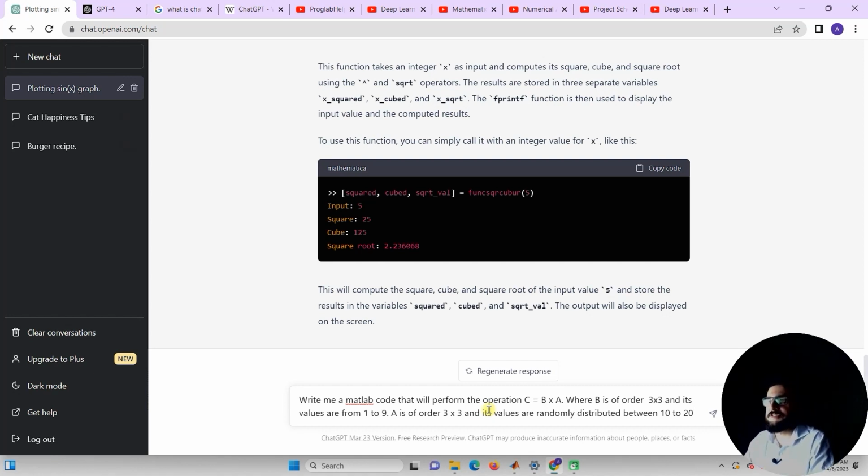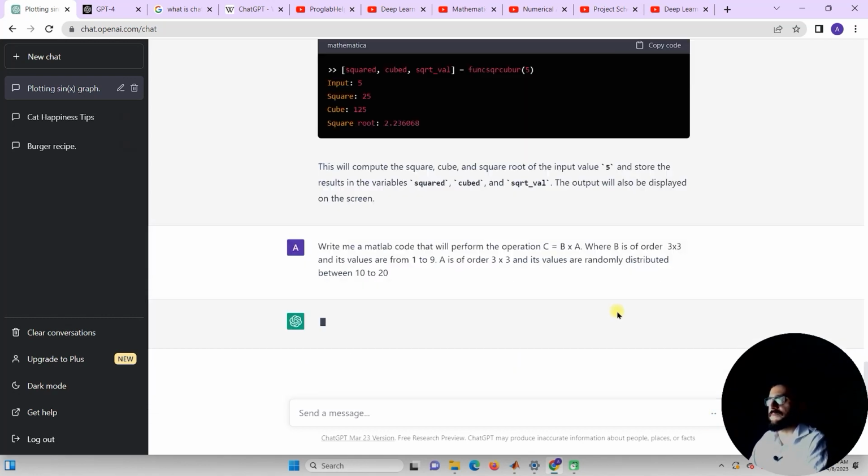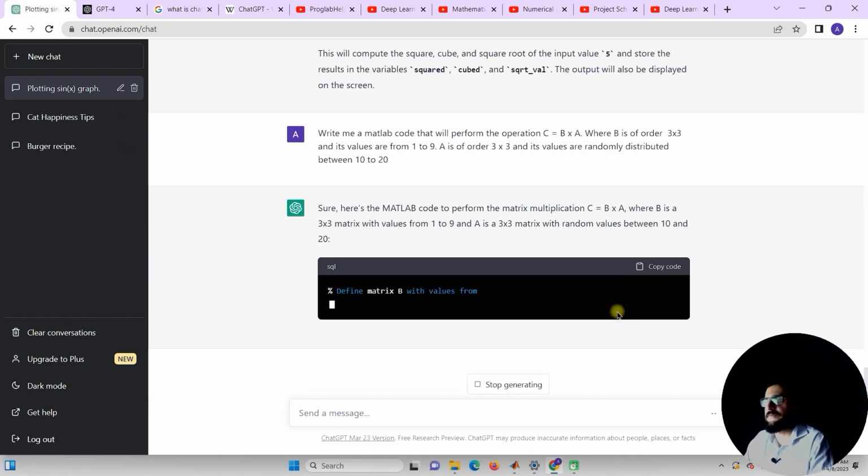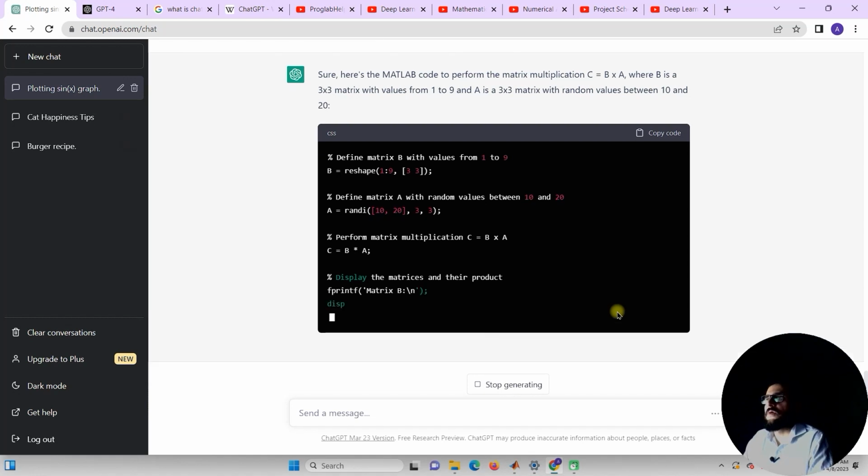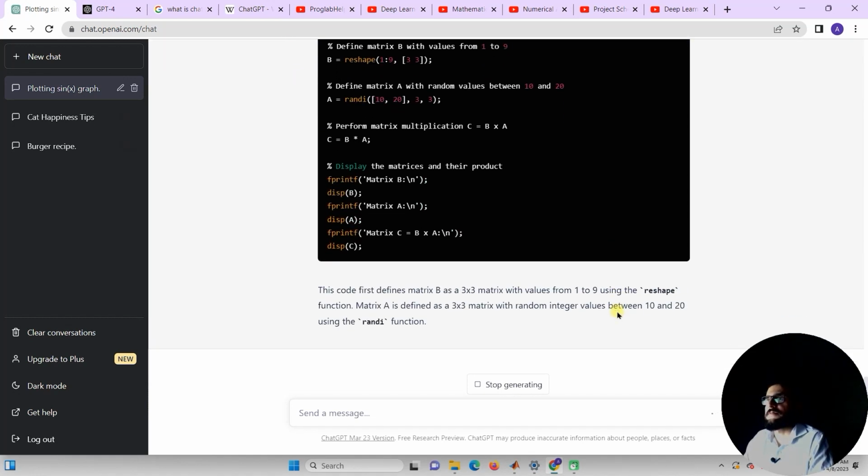I asked ChatGPT to generate a MATLAB code that will perform the operation such that C is equal to B cross A, giving a new matrix obtained after we perform the operation on matrices B and A. We then define the values of B and A. Both B and A are of order 3 by 3, meaning they contain 3 rows and 3 columns. For B, we define its values from 1 to 9, and for A, the values are randomly distributed between 10 to 20. So I enter the prompt. Let's see how it performs. Okay, nice.